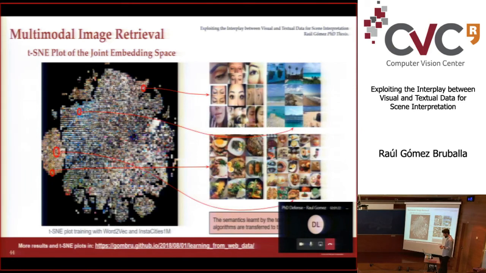So this method of learning from social media data has huge potential. Here we see a t-SNE plot which basically shows images as they are embedded in this joint semantic space. So we can see, for instance, a cluster of food images, or a cluster of images related to beauty. And note that we can navigate all this space by using visual queries.